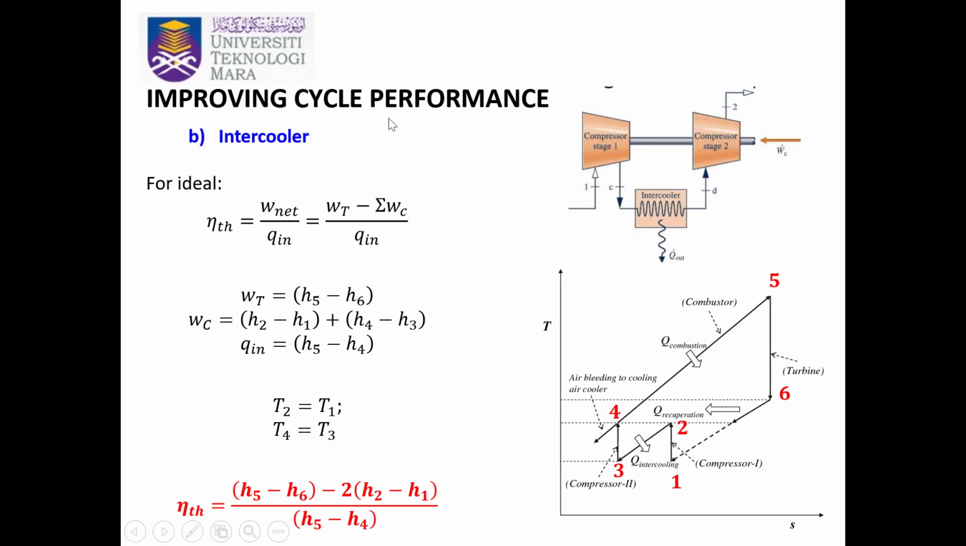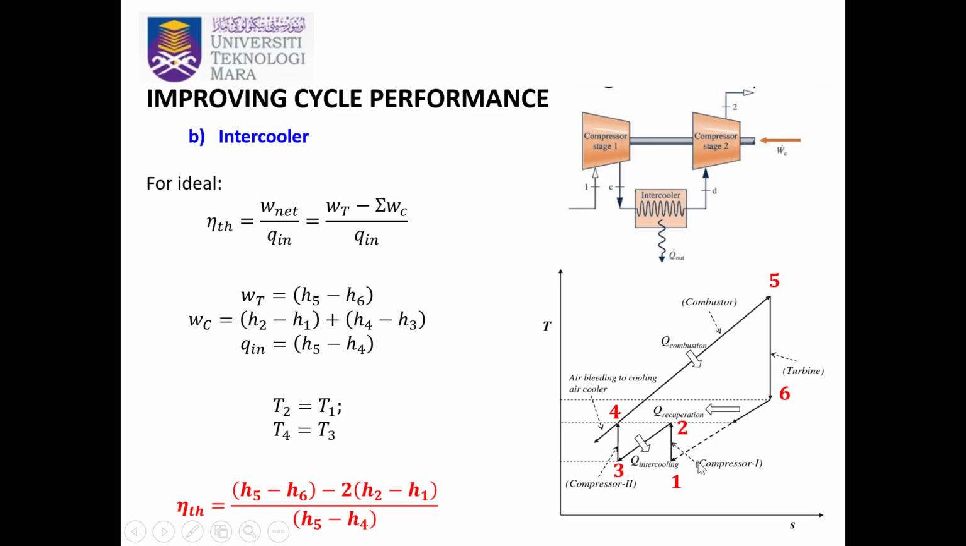Alright, for intercooler, kita tengok dah sebelum ni, dia akan ada intercooler between two compressor. Kalau kita tengok tadi yang reheating, dia ada reheater between two turbine. Yang untuk intercooler kita ada intercooler between two compressor. So kita boleh tulis dia punya thermal efficiency equal to H5 minus H6 minus 2 H2 minus H1 over H5 minus H4.